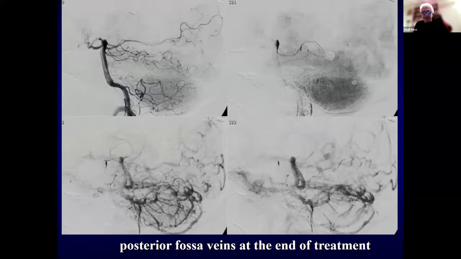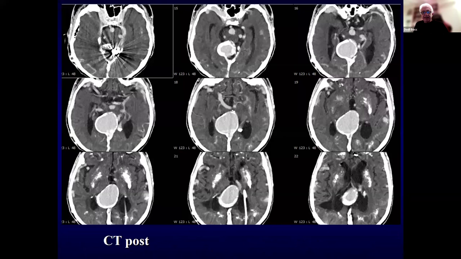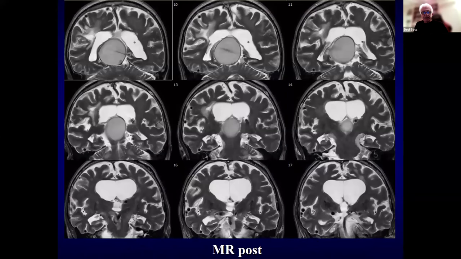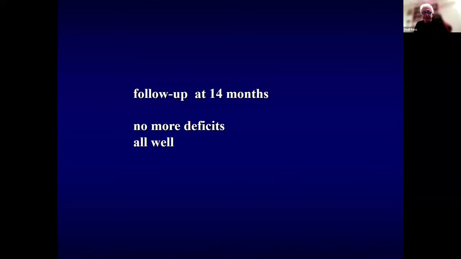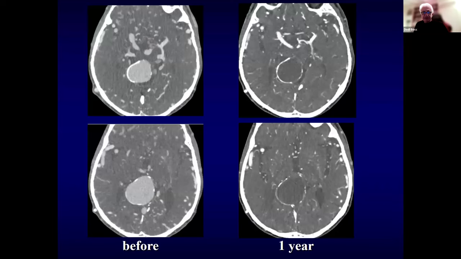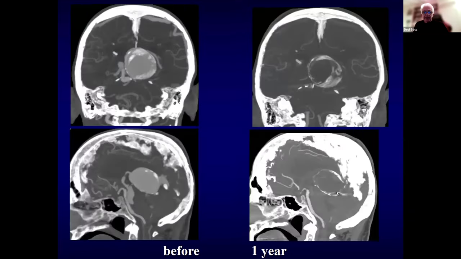So veins, of course, stagnating, large and dilated. But luckily enough, he went well. At 24 hours, all well, all normal, no neurologic problems. And this is the MR post. At 14 months, no more deficits, all well, and no more flow inside the big pouch. So this is where you would see the before and after 1 year after the treatment. Before and at 1 year, no more flow. And you can see also the dilatations of the vessel, which went down and away.